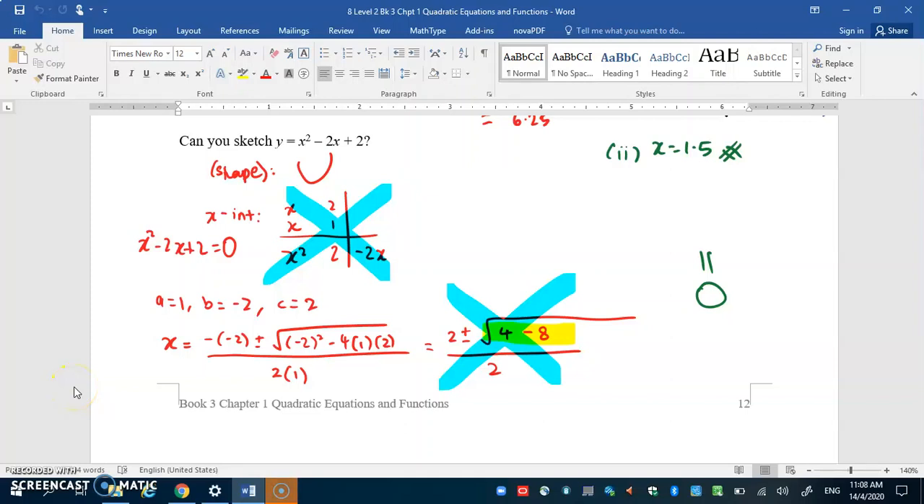Good morning everyone. In our previous video, we realized that we could not sketch x squared minus 2x plus 2, because number one, there was no x-intercept at all, which means that we cannot find our midpoint or our turning point, and hence, how do we proceed from there? So let us move to the next page, where we'll be filling up this table.